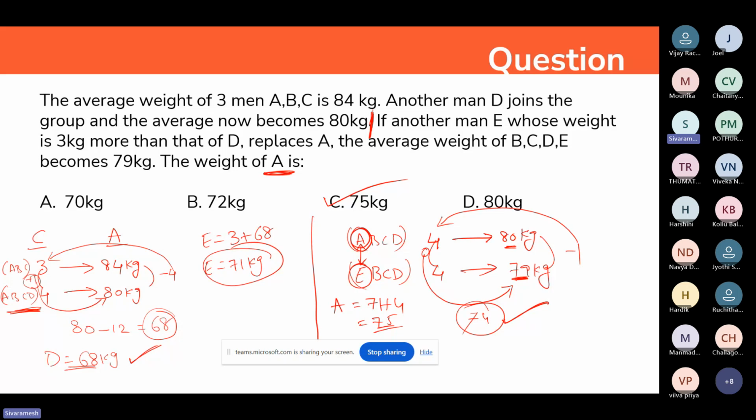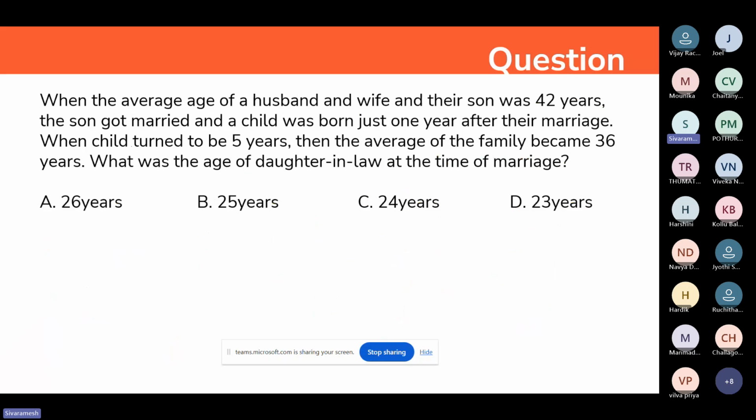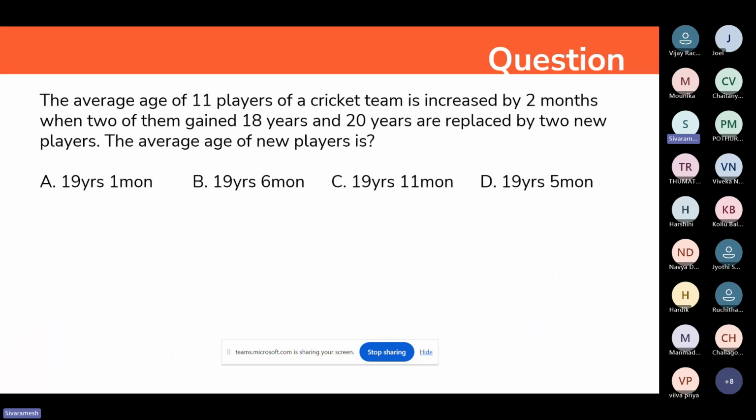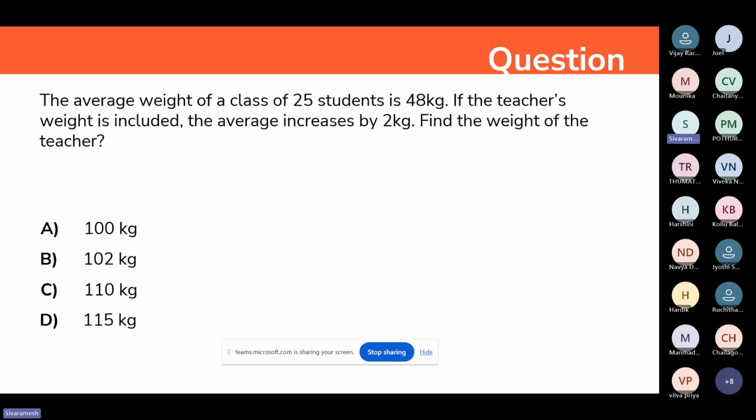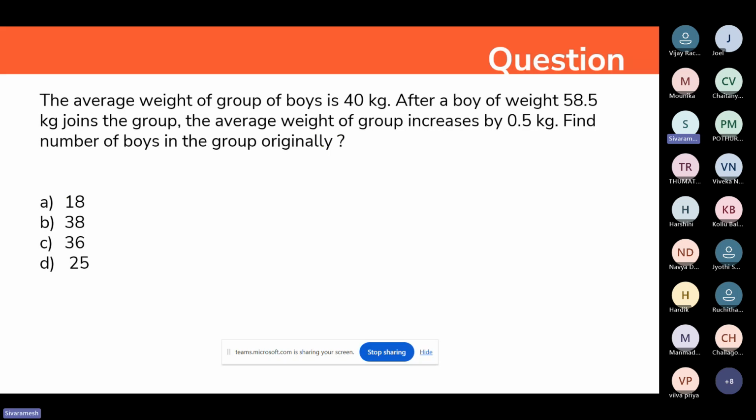There are so many applications. Today I explained five or six questions. Whichever questions I'm leaving in the PPT, you try those questions. If you have any doubts, you can freely ask in the next class. I'll explain a few more shortcuts in averages.